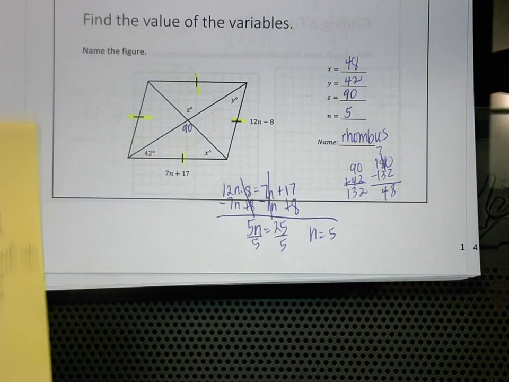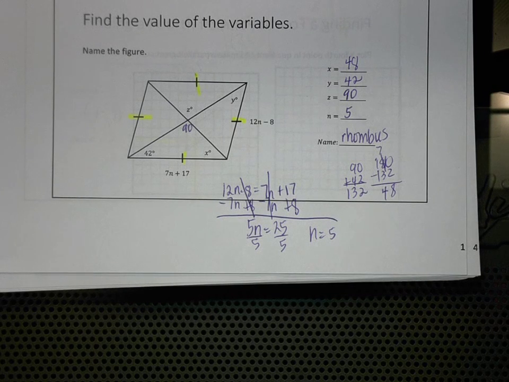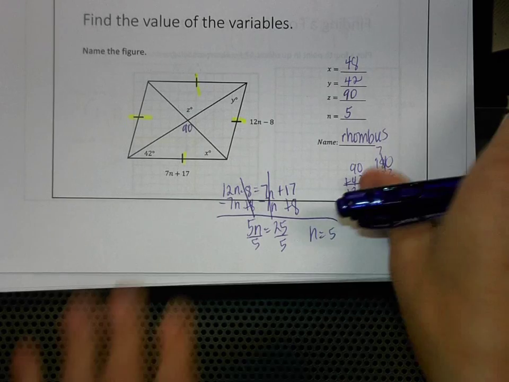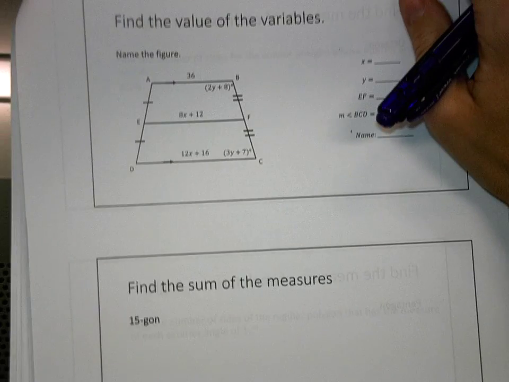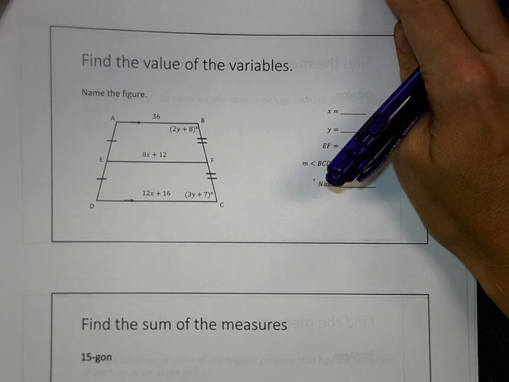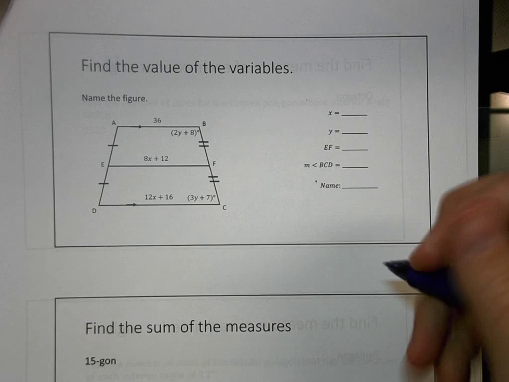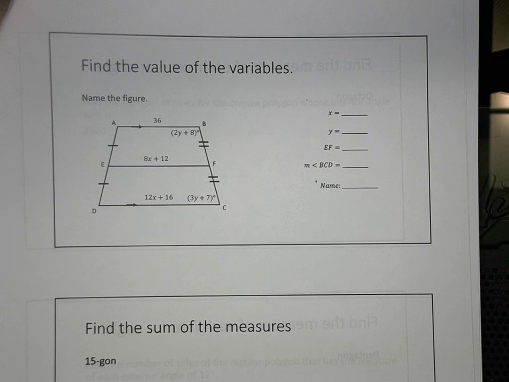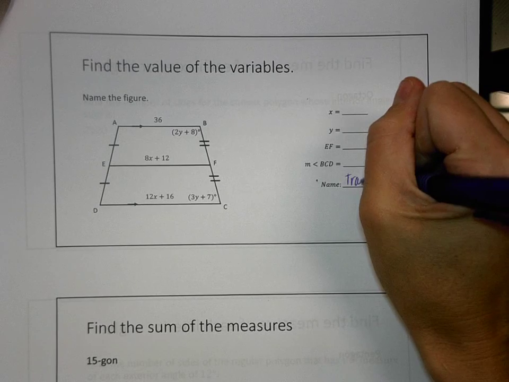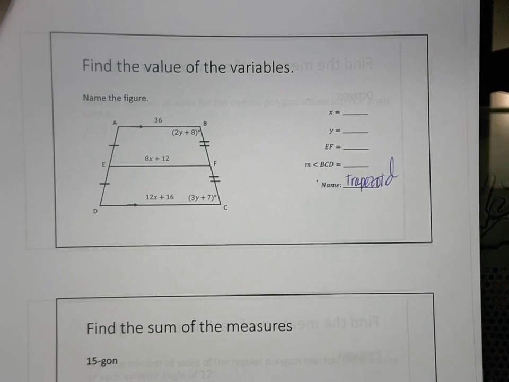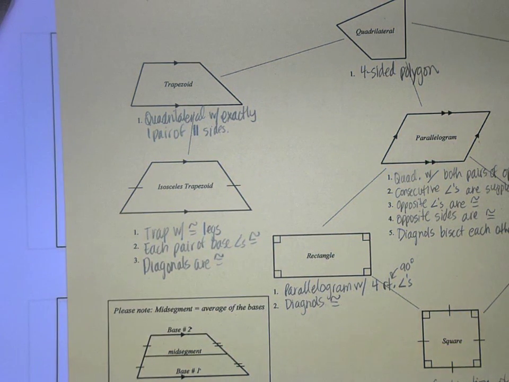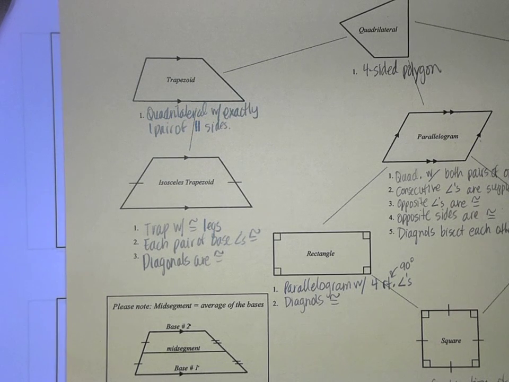Okay, are there any questions about that one? No, we're good? Okay, let's move on to the next figure. By looking at this, you might be able to figure out the name of it. Do you guys know? Trapezoid. Okay, I would agree. It is a trapezoid. We can go over here and look at our trapezoids.